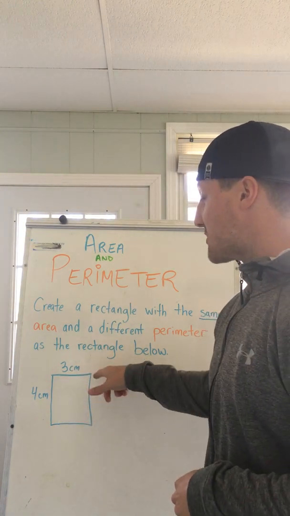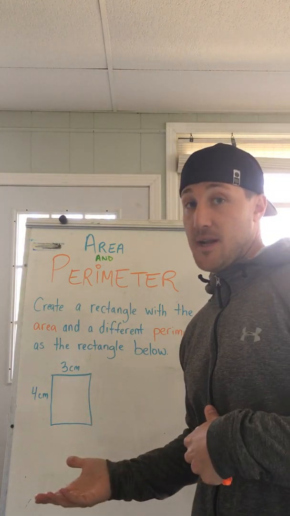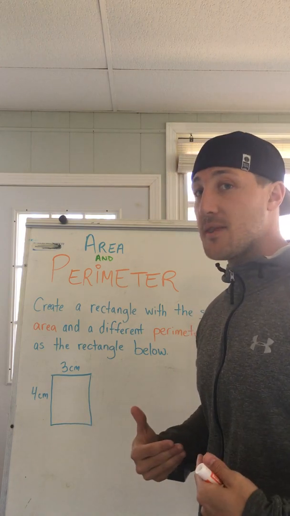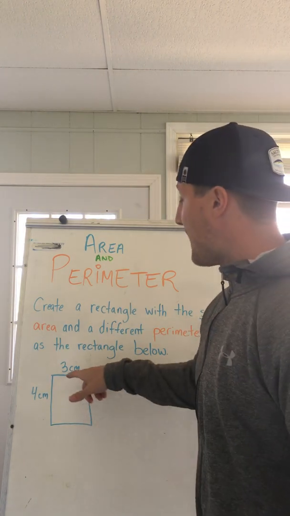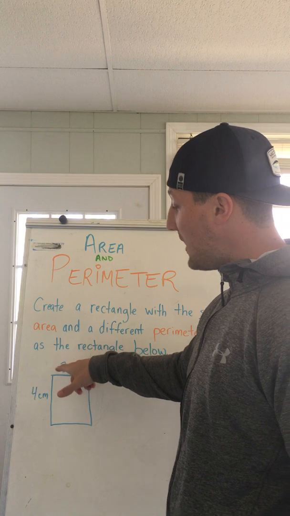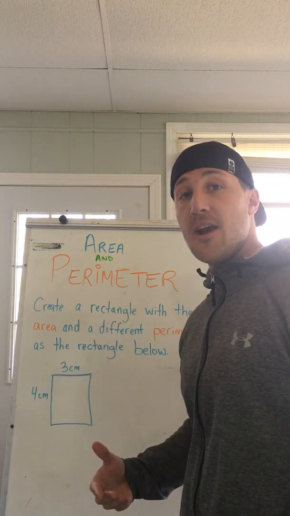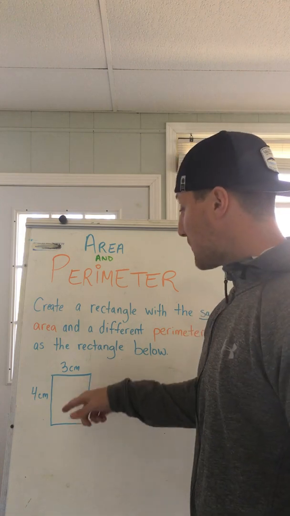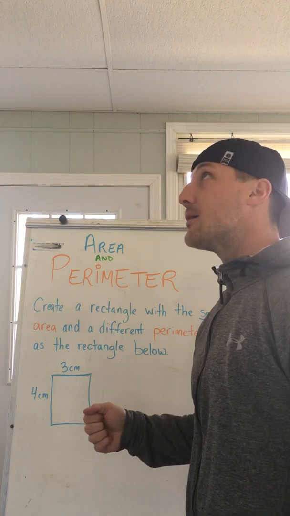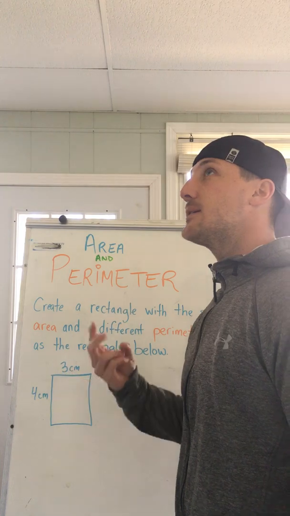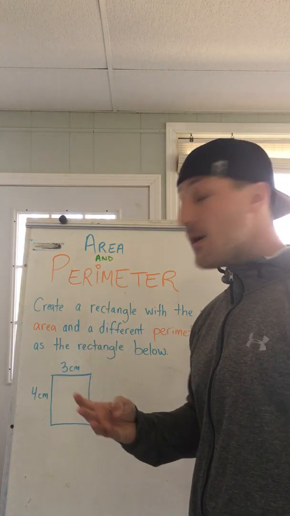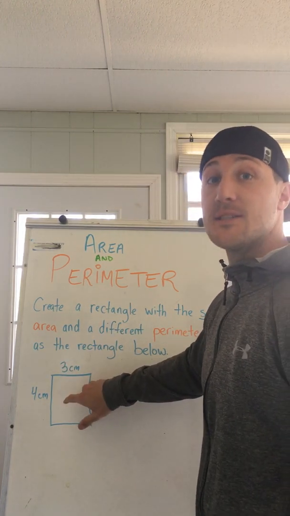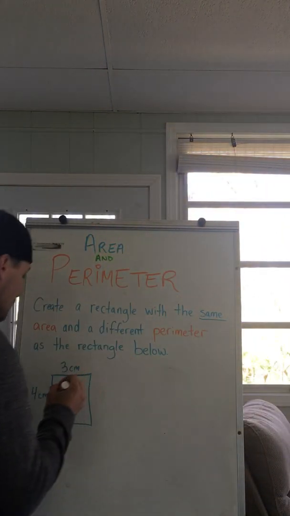We have the side measurements, but what we don't have is the area or perimeter. Let's start there. So I know that if my length is 3 and my width is 4, in order for me to find the area, I need to multiply those two numbers. So 3 times 4, I could skip count, let's do 3, 4 times. So 3, 6, 9, 12. My area of this rectangle is going to be 12 square centimeters.